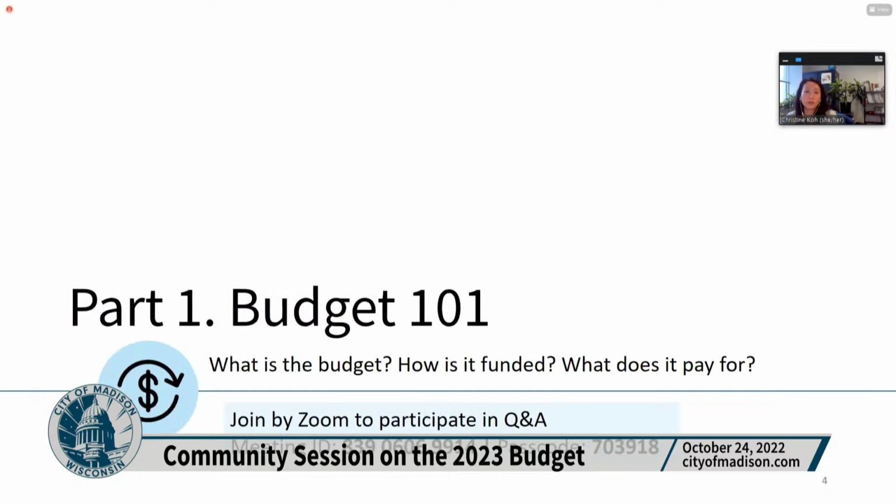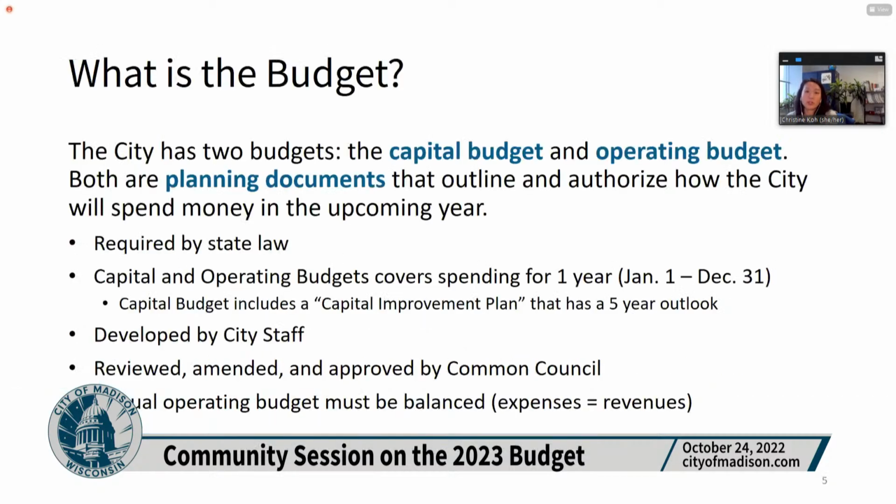So Budget 101. What is the budget? How is it funded? And what does it pay for? The first thing to know about the city budget is that we actually have two budgets, a capital budget and an operating budget. Both of these are planning documents that lay out how the city will spend money in the upcoming year to provide services and advance city priorities.